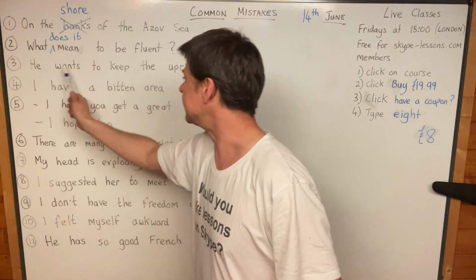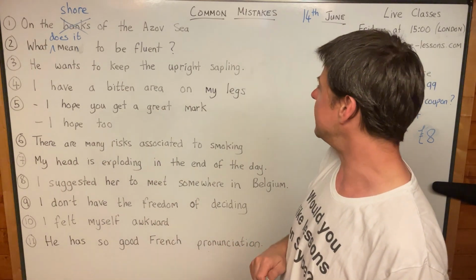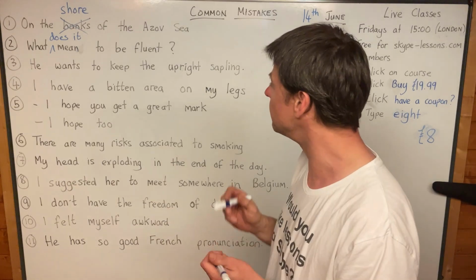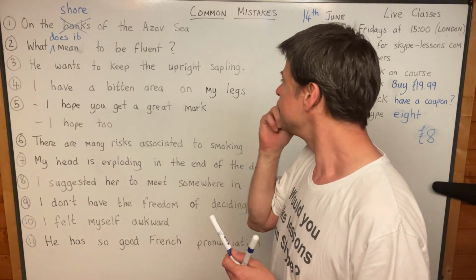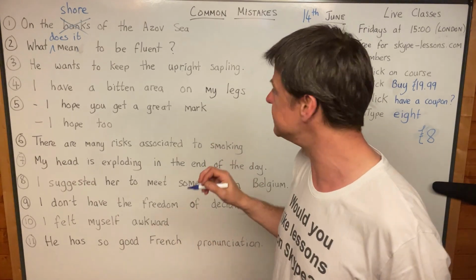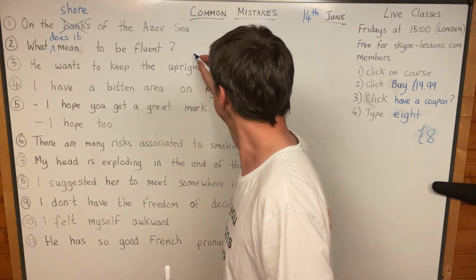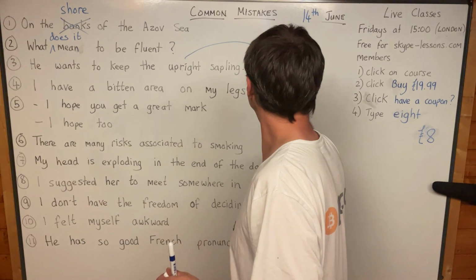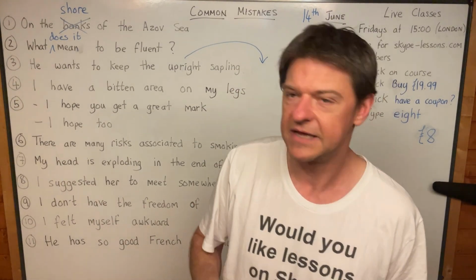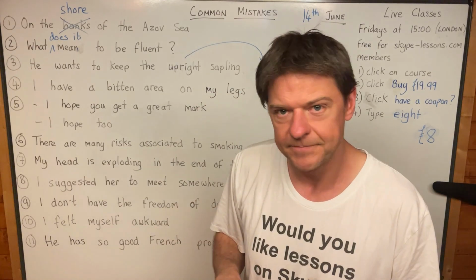Okay, number 3, he wants to keep the upright sapling. Now this is correct as it stands, but the student wanted to say something different. This is the wrong meaning, even though it's grammatically correct. And I'll tell you what the difference is in a second. But the student meant he wants to keep the sapling upright. And that is different from he wants to keep the upright sapling.